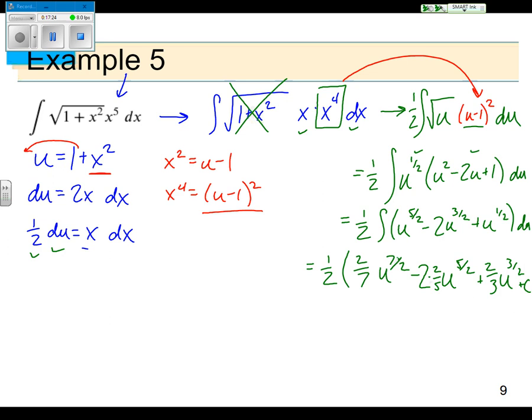So I'm going to do several things on this last step right here, because I'm ready to get off this problem. 1/2 times 2/7. I'm going to distribute the 1/2 through. So 1/2 times 2/7 gives me 1/7. And then I'm going to plug my u back in. Remember the u way back over here? 1 plus x squared? Yeah, it's coming back.